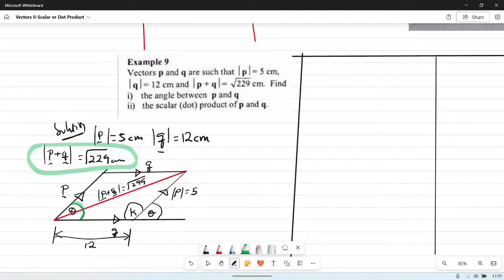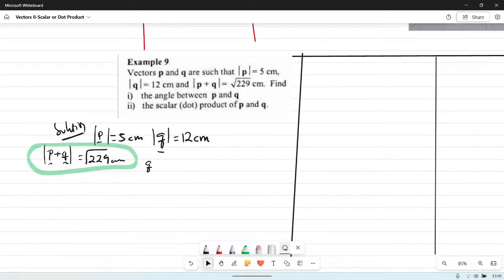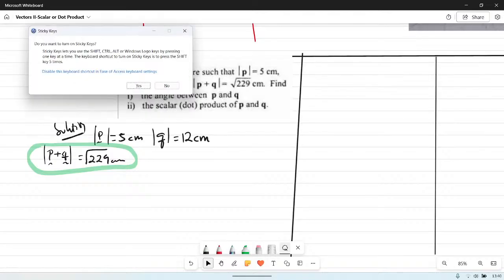Now, whenever they bring this P plus Q, an addition of two vectors, you have to use this approach. I'm going to go through it again. They've given you these three elements, and they said find the angle between P and Q. The first thing you need to do is draw the two lines.